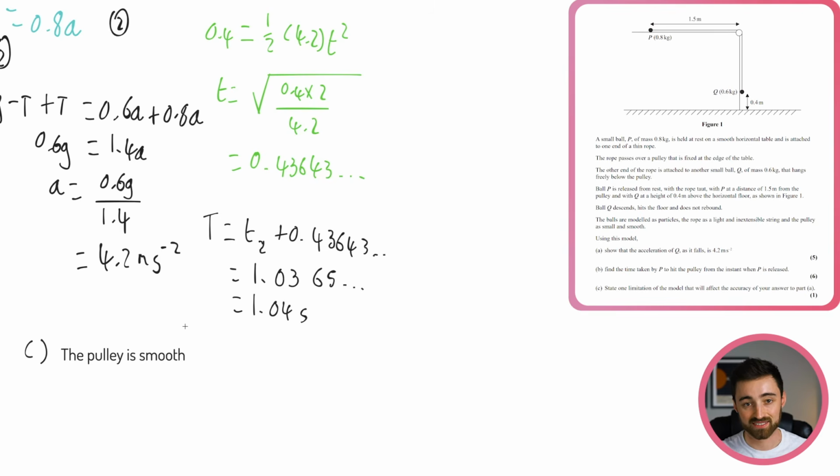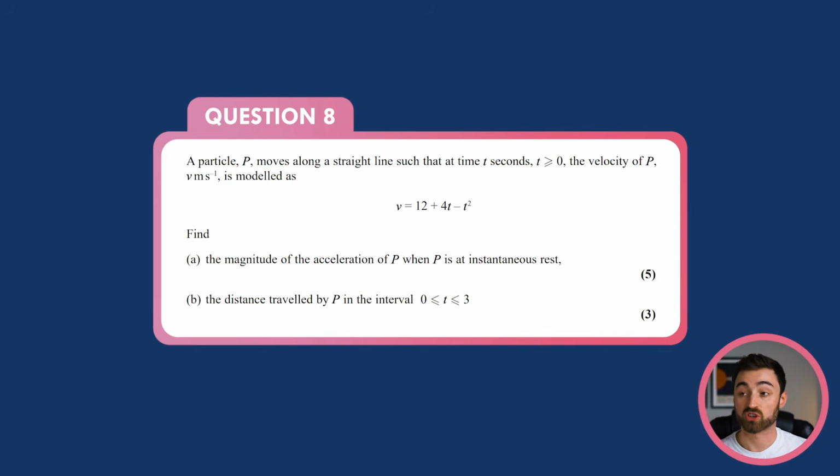Question 3. A particle P moves along a straight line such that at time t seconds, the velocity of P is modelled as 12 plus 4t minus t squared. So this isn't SUVAT, right? SUVAT are the equations of constant acceleration, but once we're given these functions of t that have quadratics and stuff in like that, then you're not in the realms of constant acceleration anymore. We use calculus. We use the fact that to get the velocity from the displacement we differentiate, to get the acceleration from the velocity we differentiate, rates of change, stuff like that.